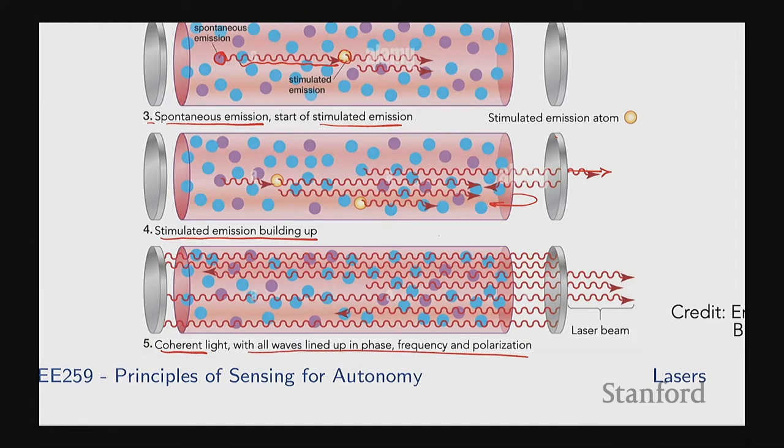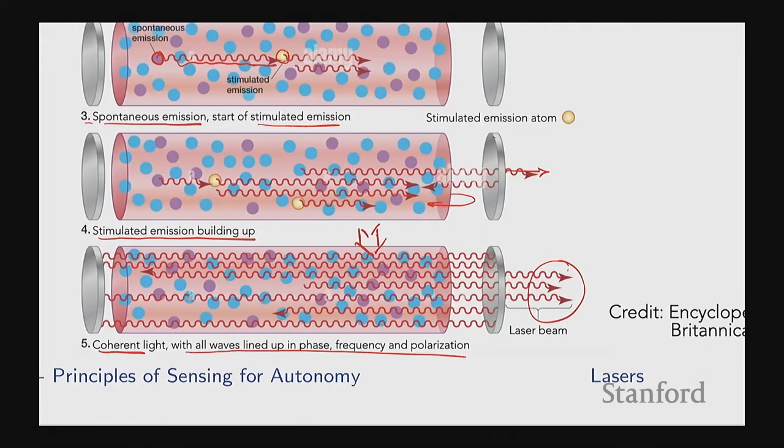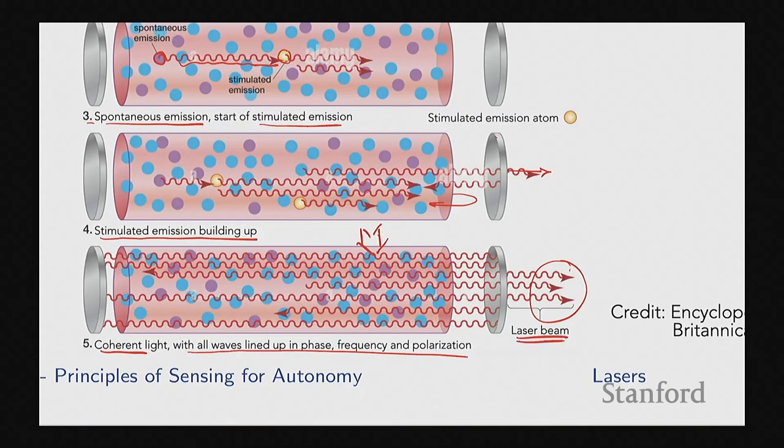You keep pumping it all the time. It's not shown, but you can't stop. As soon as you stop the pump, because there is some laser light escaping from the cavity, it just dies off. So you need to keep pumping the laser for it to keep running. But that's the process, basically. Some of these stimulated emission photons keep traveling back and forth. Some of them escape the cavity. And that's basically the laser beam for you.